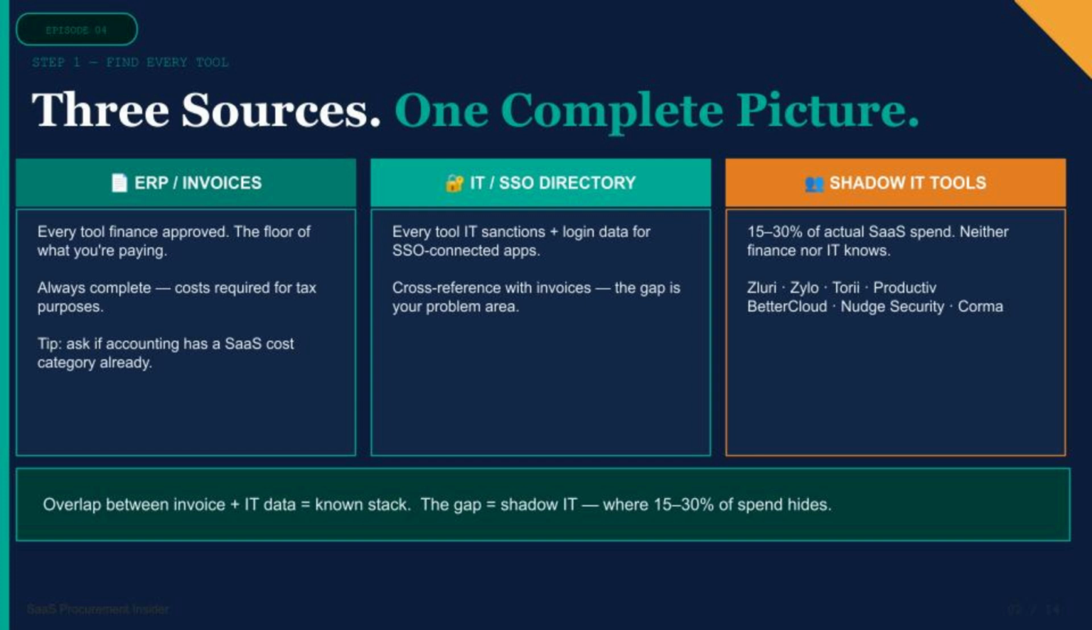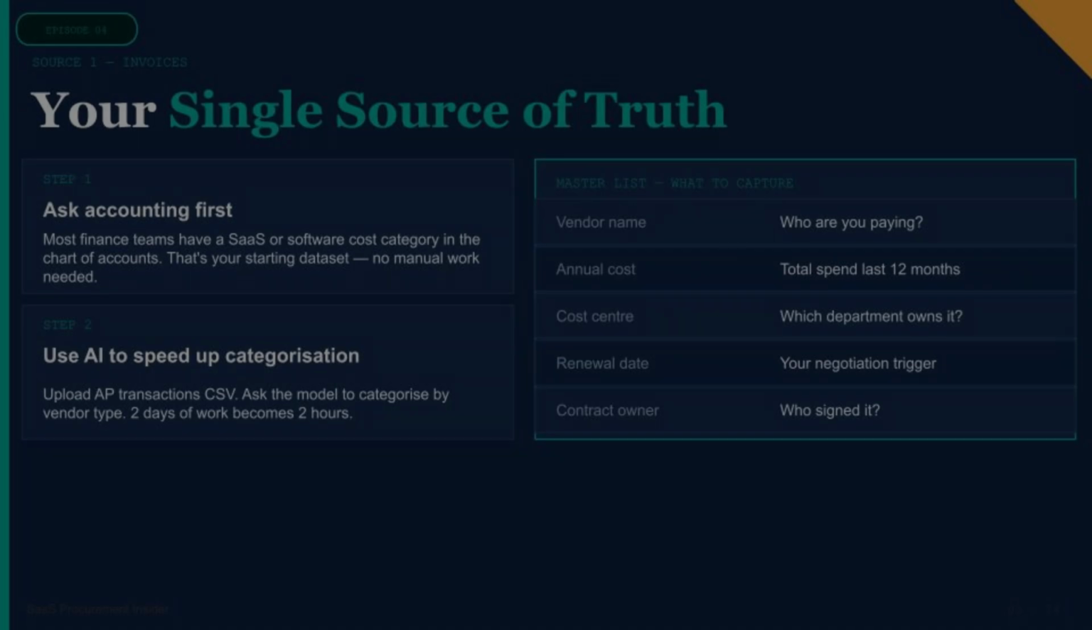The first source is your ERP and invoice repository. Every SaaS tool your company pays for appears on an invoice, because invoices are costs, and costs are required for tax and accounting purposes. This is your baseline, the floor of what you're paying. Go to your accounts payable system and pull every vendor payment from the last 12 months.